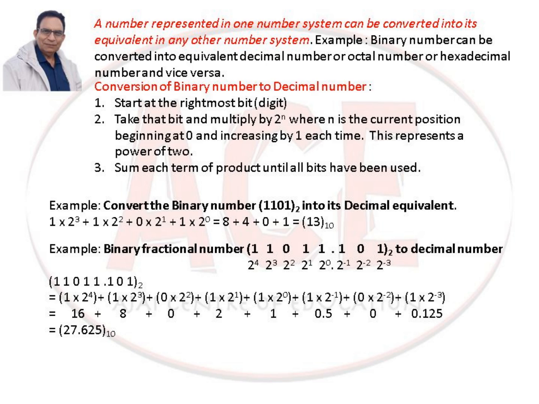If we write the equation calculating these values, we get 1 into 2 to the power 4 plus 1 into 2 to the power 3 plus 0 into 2 to the power 2 plus 1 into 2 to the power 1 plus 1 into 2 to the power 0 plus 1 into 2 to the power minus 1, because we are going after the decimal point now, plus 0 into 2 to the power minus 2 plus 1 into 2 to the power minus 3. Calculating the equivalent of these values, we get 27.625, and if we put base 10, this is the decimal equivalent of the given binary number.